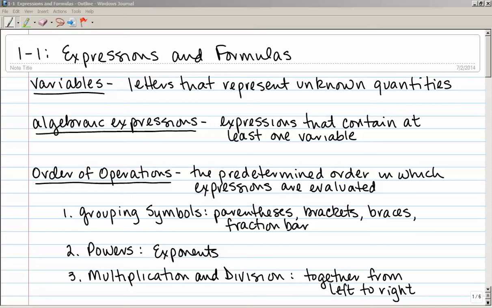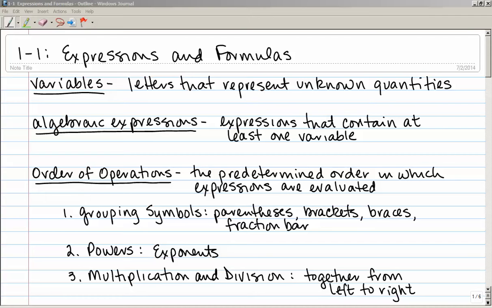So the first thing you need to do is deal with any grouping symbols that you have. Parentheses, brackets, braces, a fraction bar. Also in this category would be absolute value bars and square root signs. And so you want to evaluate what's within those grouping symbols first. Second thing you need to do is evaluate any powers. That is, deal with any exponents that you have.